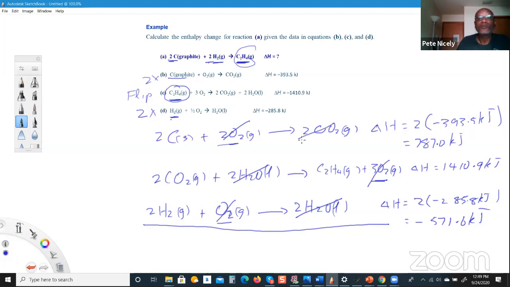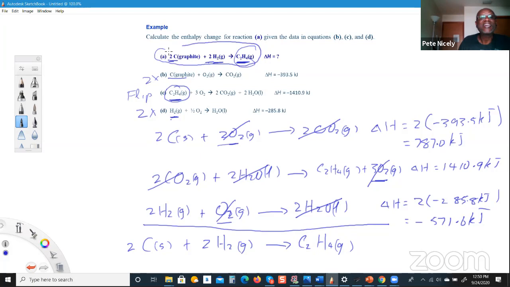I also see that these 2 carbon dioxide molecules are here and here, so we can cancel those as well. So what are we left with? We're left with 2C solid plus 2H2 gas to give C2H4 gas, right? Which is the same equation as the equation for which we're trying to find delta H, right? So to find delta H, what do we do? We simply add this to this to this, because we add these 3 equations to get this 4th equation here.